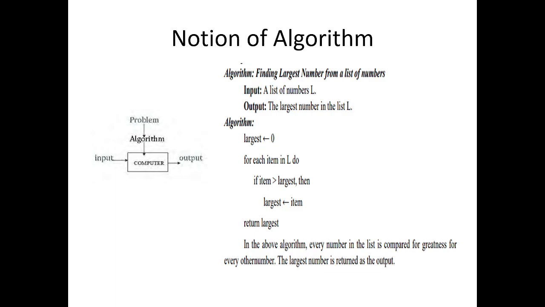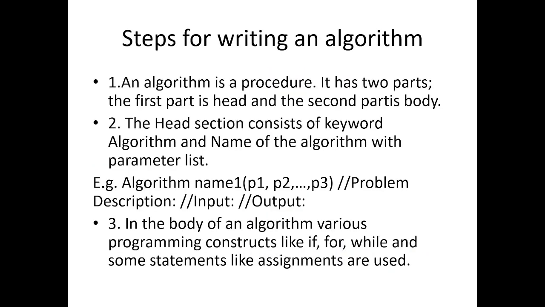Before that, we are going to see how to write an algorithm, what the steps for writing an algorithm are. First of all, an algorithm is a procedure, so it has two different parts. The first part is the head, the second is the body. The head section consists of the keyword algorithm and the name, what the inputs are, and what your output will be. Those things are discussed in the head part itself. For example, algorithm name, problem description, input and output.